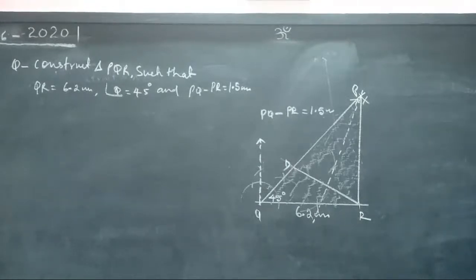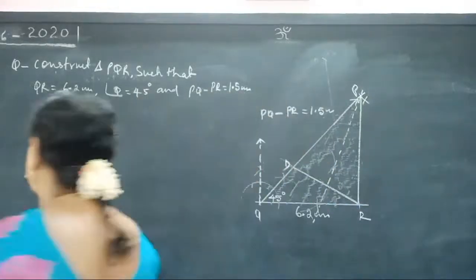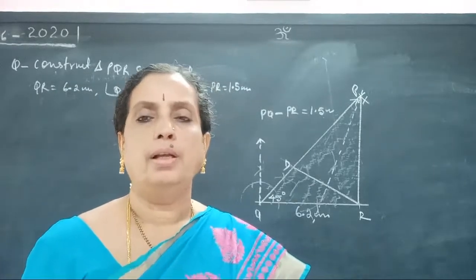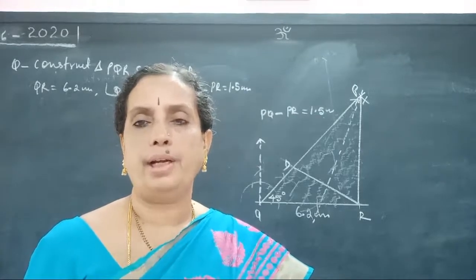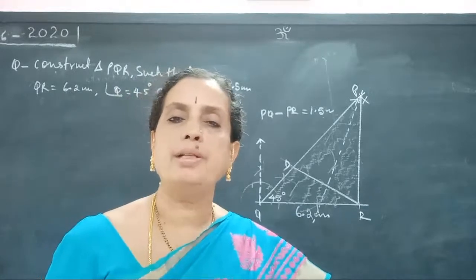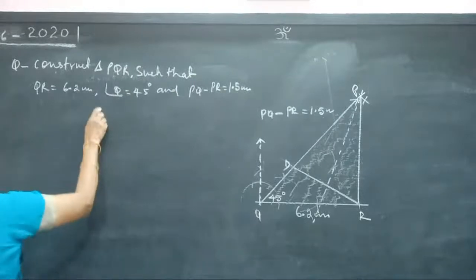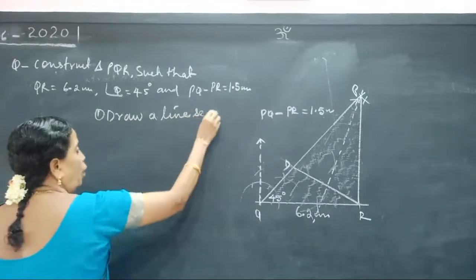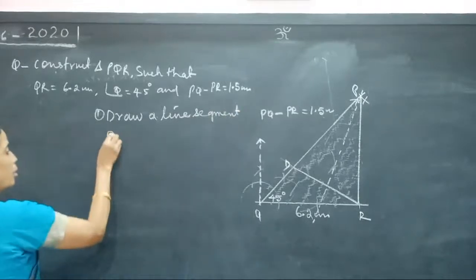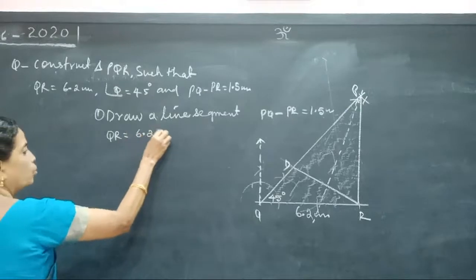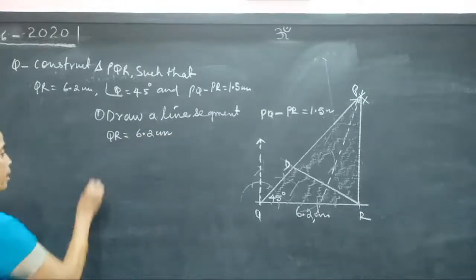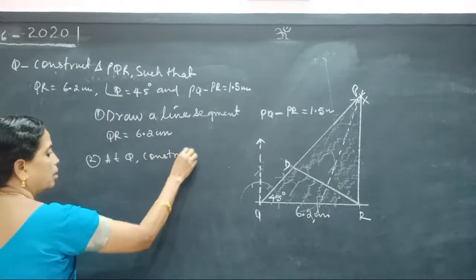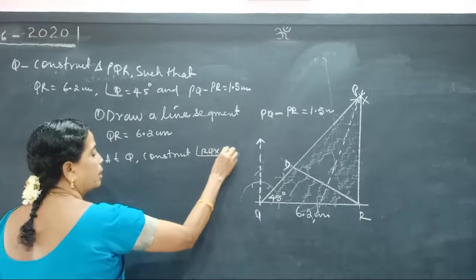Okay, write the steps of construction now. How to construct should be in step form. This is the construction of a triangle with base, base angle and difference of the two sides. Step 1, draw a line segment QR equals 6.2 centimeters. Step 2, at Q, construct angle RQX equals 45 degrees.